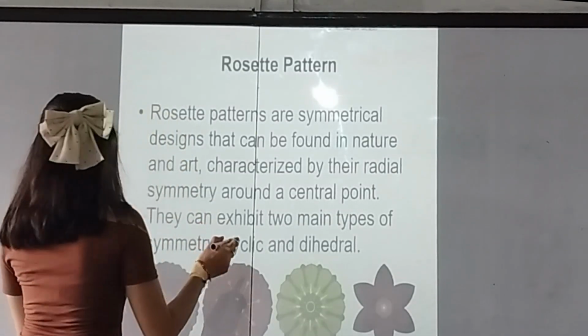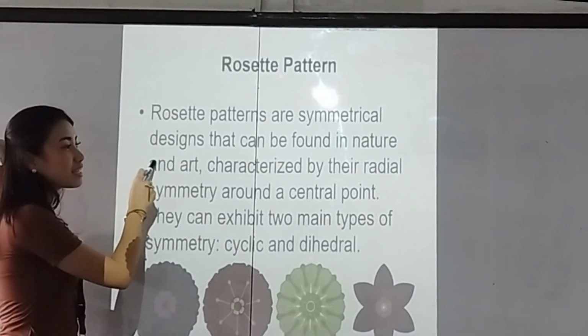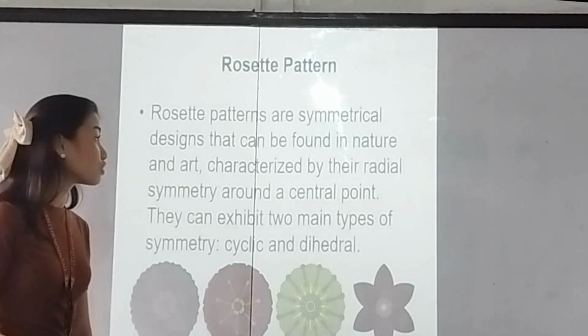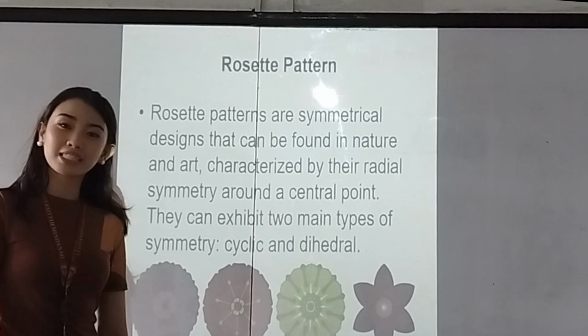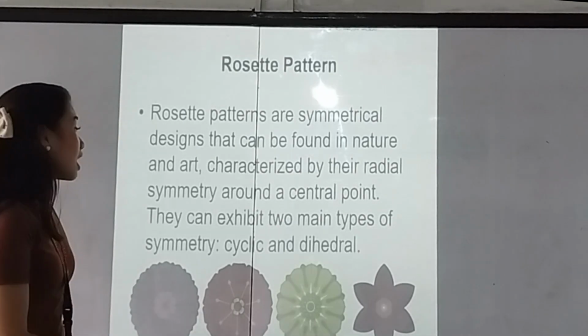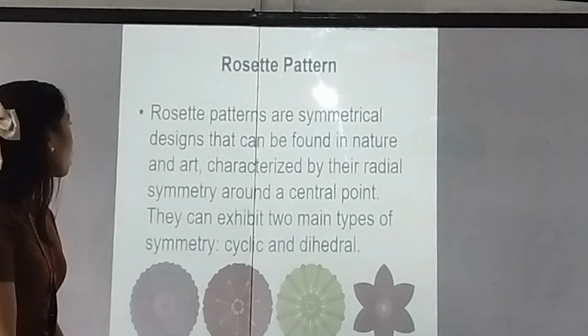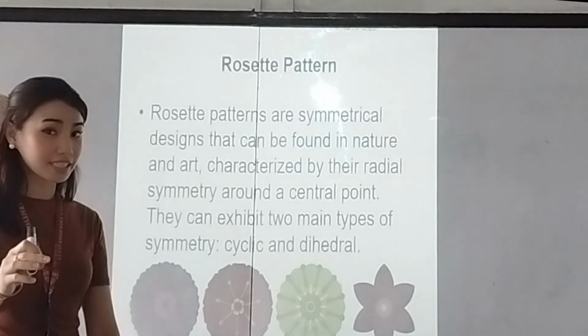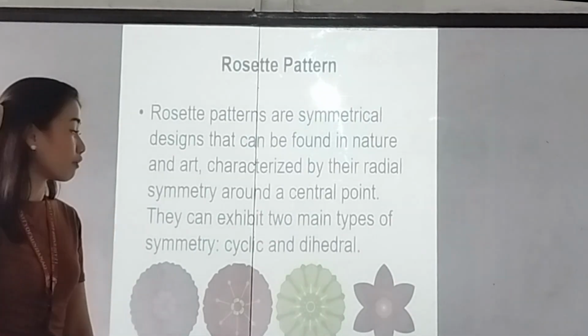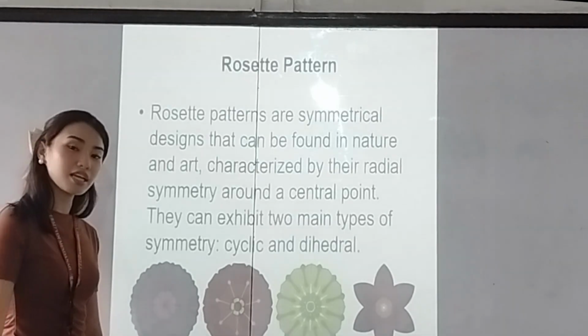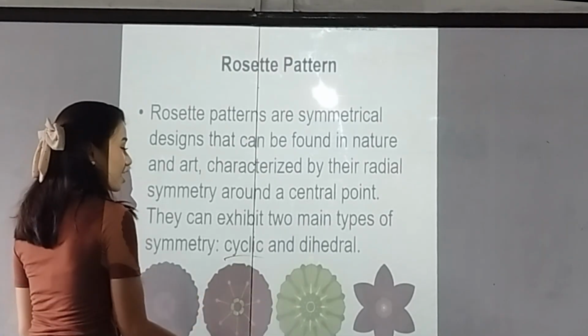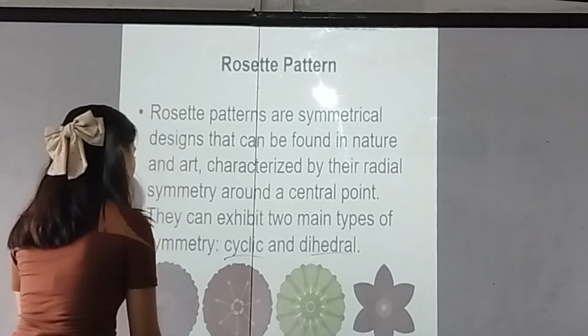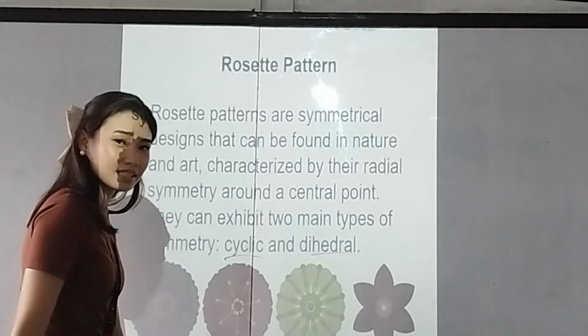Rosette patterns are symmetrical designs that can be found in nature and art, characterized by their radial symmetry around a central point. Rosette patterns can exhibit two main types of symmetries, which are the cyclic and the dihedral symmetry. So, what is cyclic symmetry?